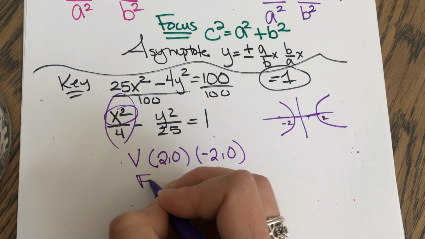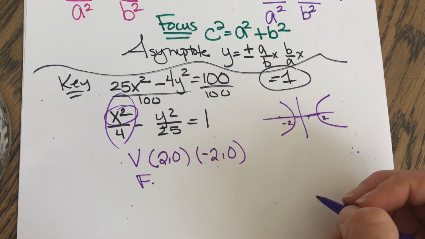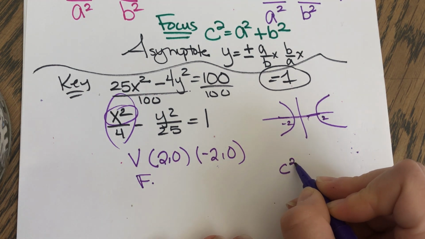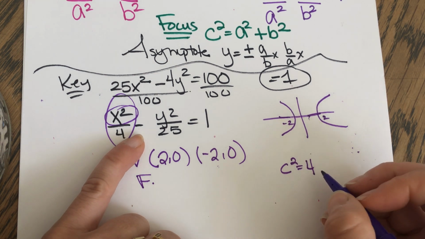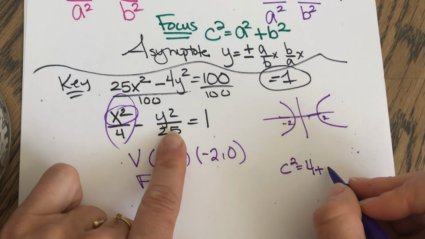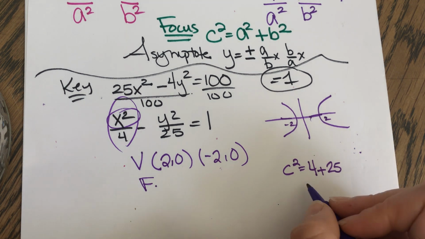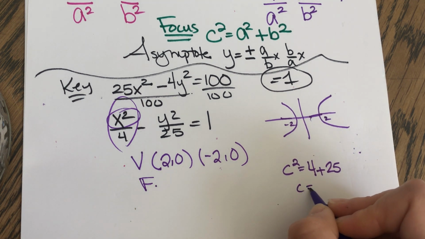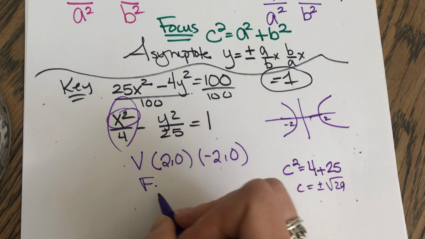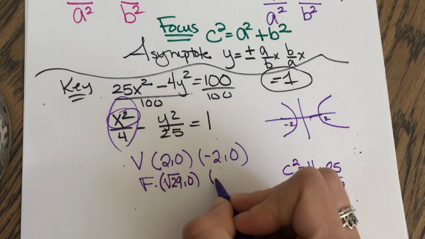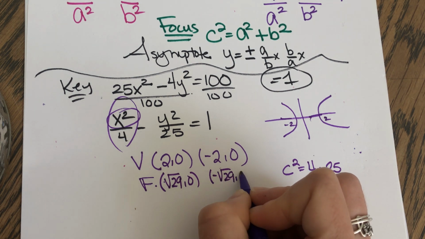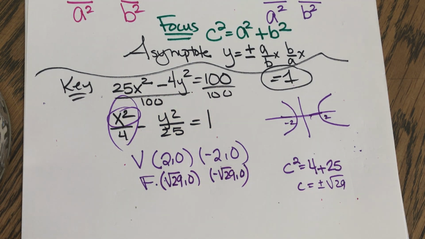Now, the other thing you have to find are your foci. Remember, for your foci, c squared equals a squared, so 4, plus b squared, which is 25. That's still my b squared. So c is going to be plus or minus radical 29. That's going with your foci, so radical 29 and negative radical 29.